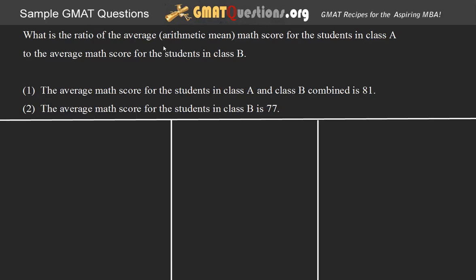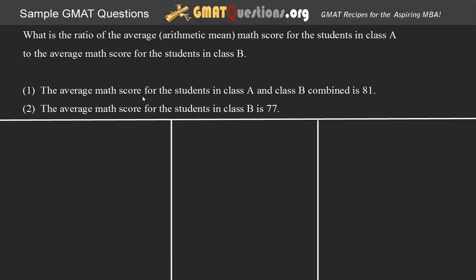What is the ratio of the average math score for the students in class A to the average math score for the students in class B? Number one, the average math score for the students in class A and class B combined is 81. Number two, the average math score for the students in class B is 77.